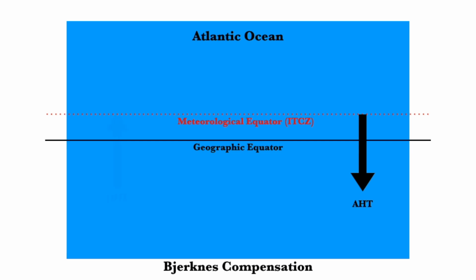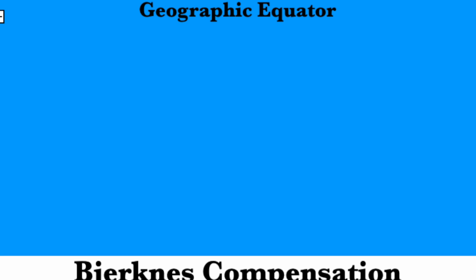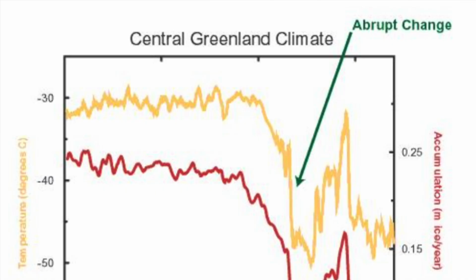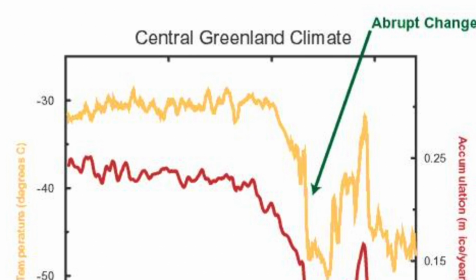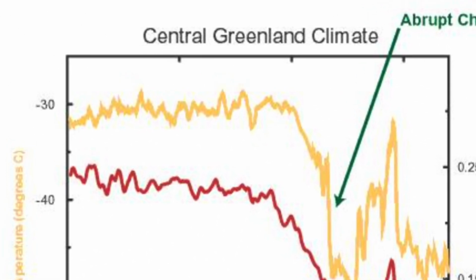Yet a shutdown of AMOC means that this equilibrium becomes perturbed as ocean heat transport severely weakens. This interplay between oceanic and atmospheric heat fluxes is known as the Bjerknes compensation. This is what is thought to have happened almost 13,000 years ago during the Younger Dryas period. Temperatures in Greenland may have dropped up to 10 degrees Celsius due to AMOC shutdown.